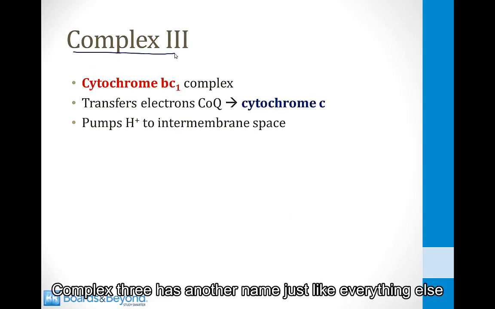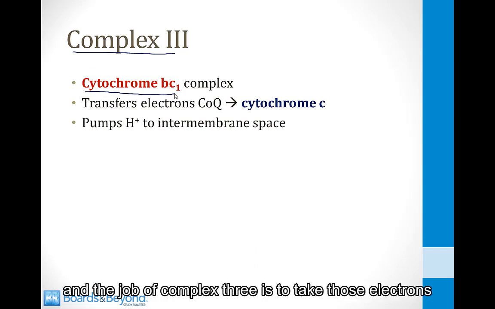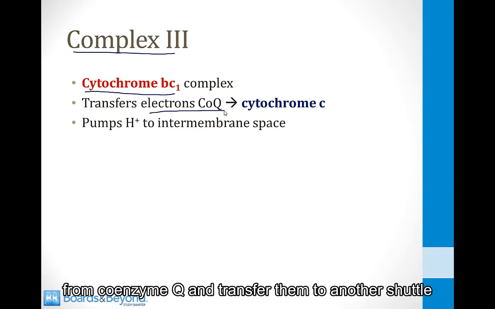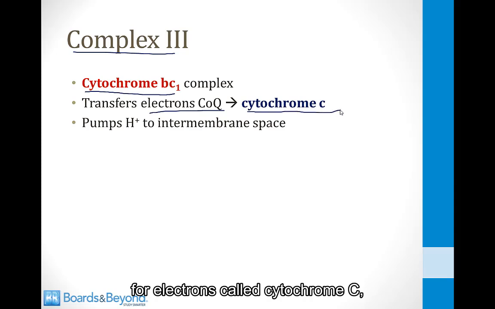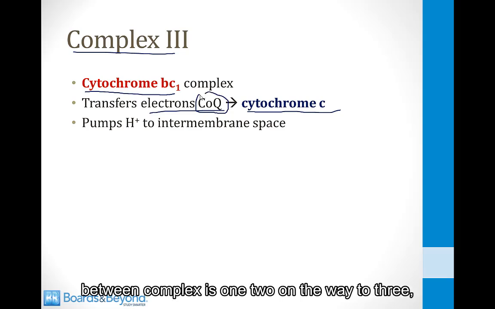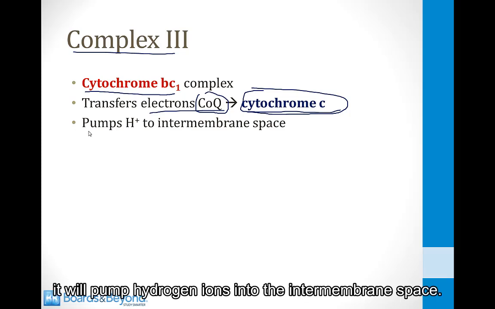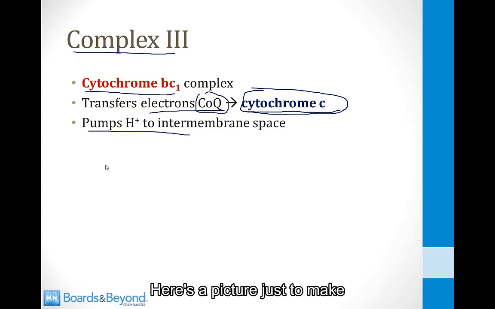Complex 3 has another name, just like everything else. It is also called cytochrome BC1 complex, and the job of complex 3 is to take those electrons from coenzyme Q and transfer them to another shuttle for electrons called cytochrome C. Just like coenzyme Q shuttles electrons between complexes 1, 2 on the way to 3, cytochrome C is going to shuttle electrons from complex 3 to complex 4. In the process of doing this, it will pump hydrogen ions into the inner membrane space.